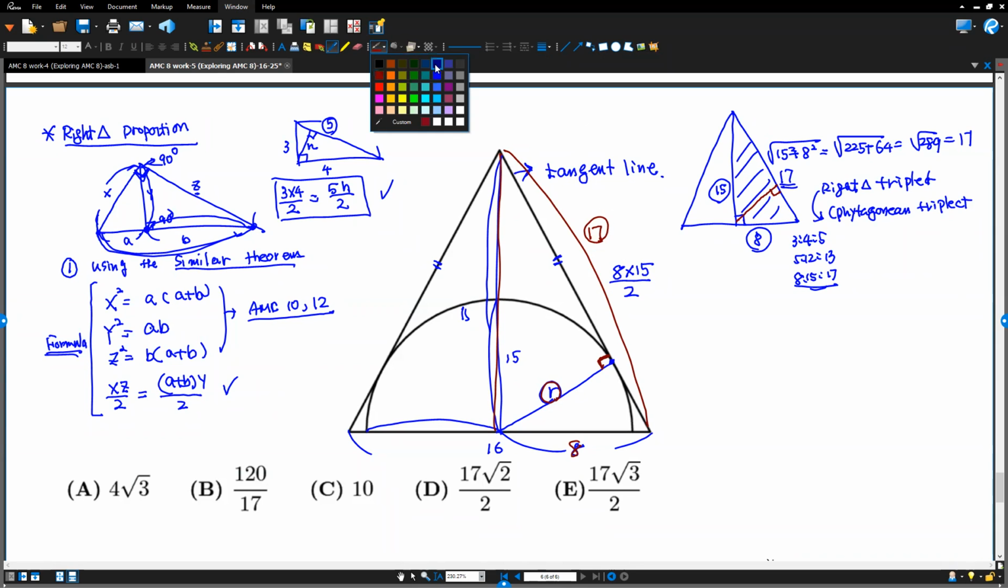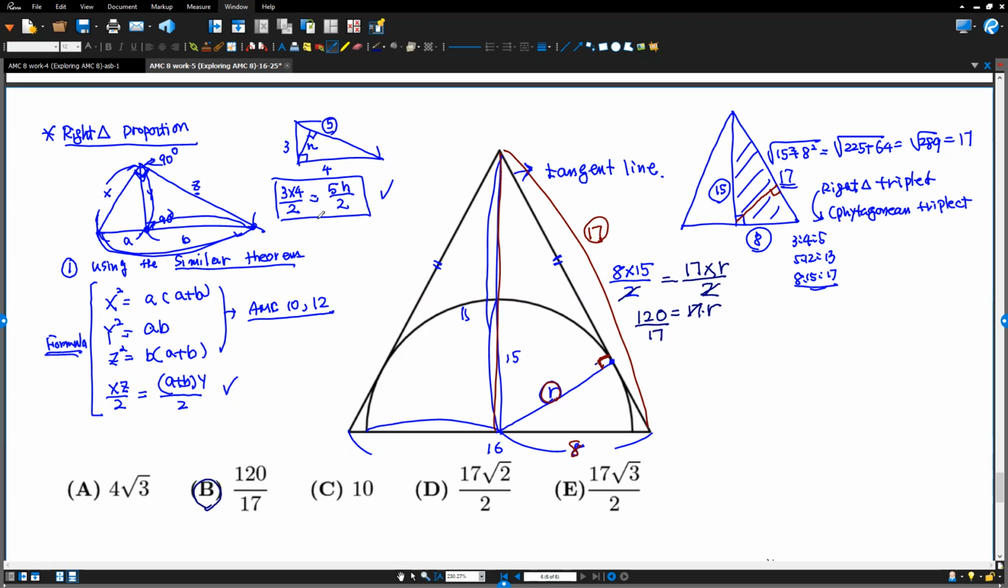So here I'm taking this as the base, and the height is the radius r, so 17 times r divided by 2 is the area of this triangle. Is it true? From here we can find the value of r. The 2 is canceled out. 8 times 15 is 120, and 17 times r is 17r. After that, you can divide by 17. So r equals 120 over 17 is the answer.